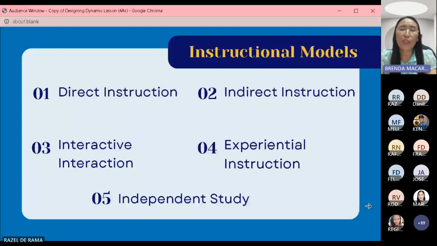Yan yung pinaka-framework, no? Nag-iisip tayo talaga. Anong model ang gagamitin natin? Yung swak doon sa objectives natin at based doon sa needs. Okay? Sa needs and characteristics ng ating mga estudyante.